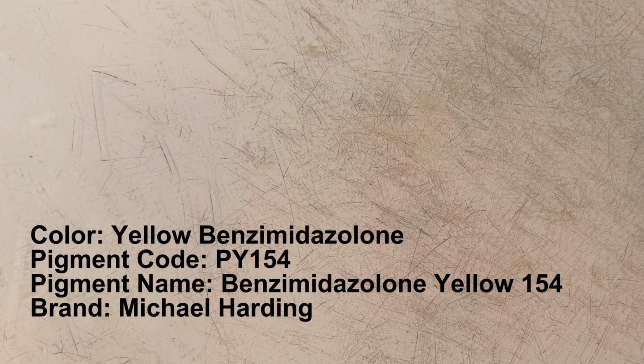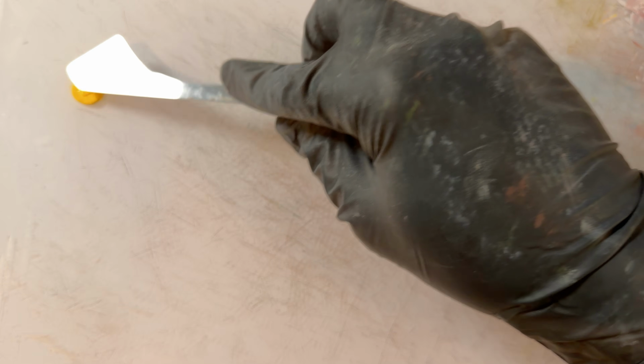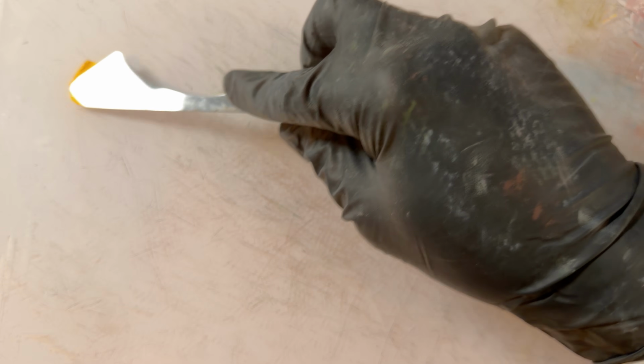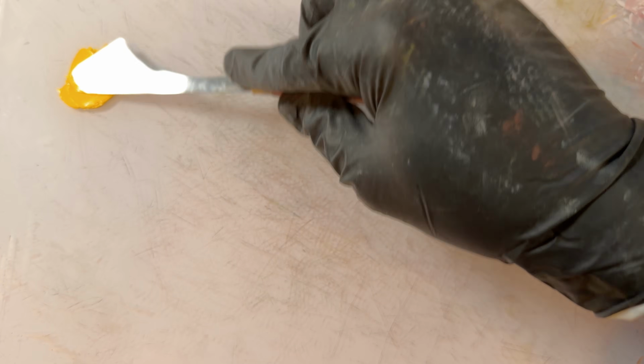Okay, the first color that we're going to look at is yellow benzimidazolone. It's pigment PY154. The pigment itself is benzimidazolone yellow 154. And this one is a bright, clean, middle to slightly greenish yellow. It has medium tinting strength. It's non-toxic, and it's a good primary yellow.